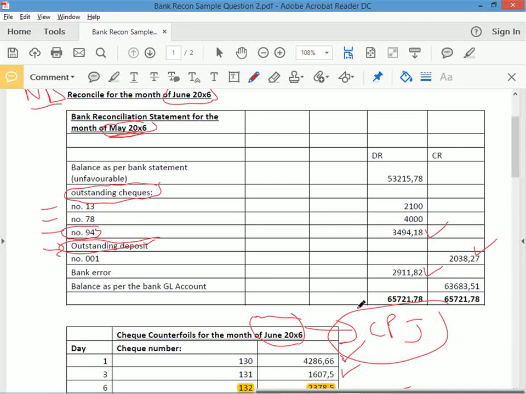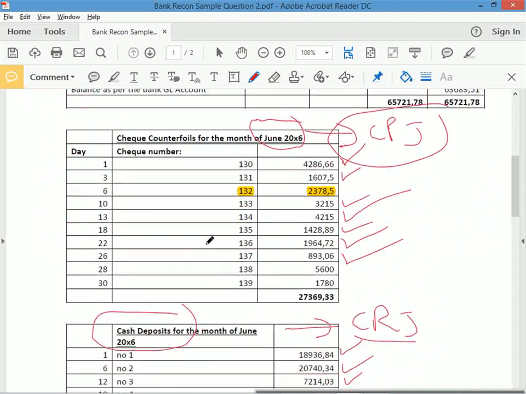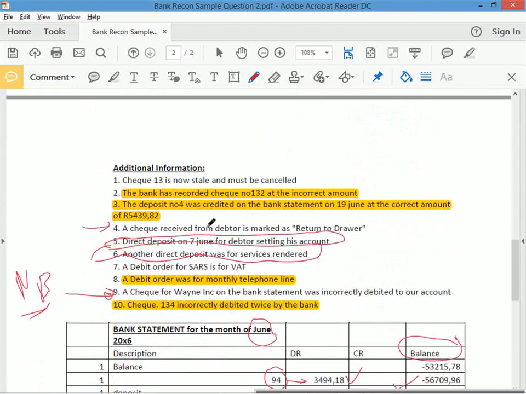I've still got 2 outstanding checks. Correct. One, number 13 and number 78. Okay, so I need to investigate. Number 13. Is there anything here about check number 13? There we go. Here's something. What does point number 1 say?